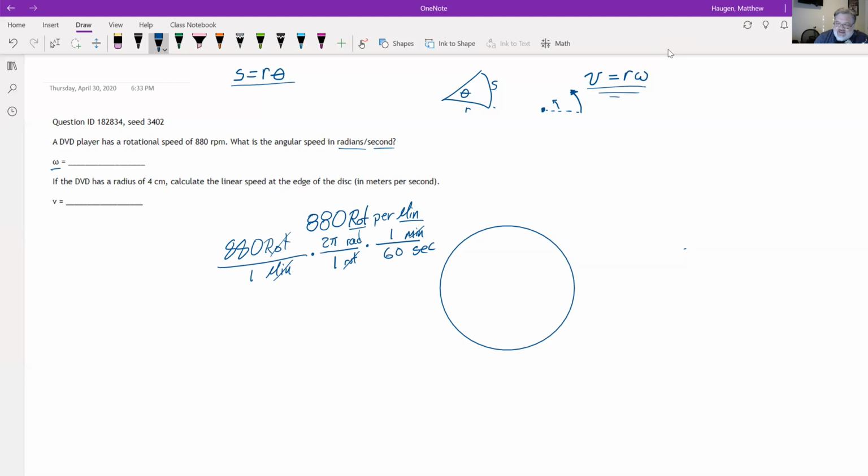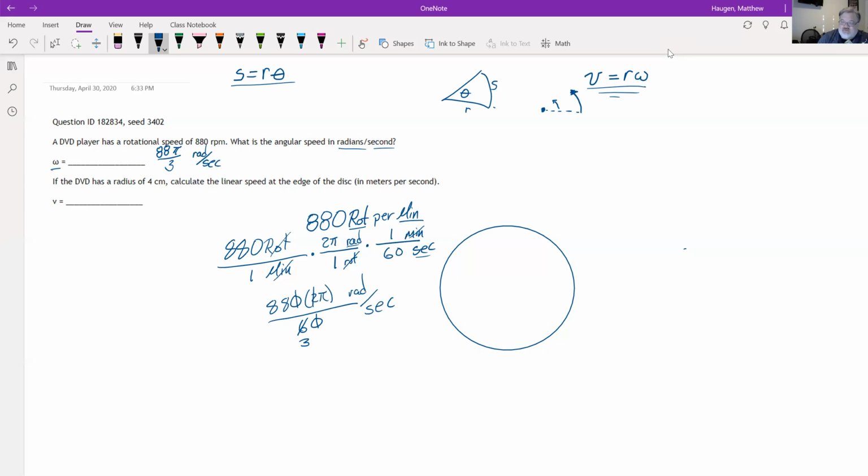So if we multiply all this together, we're going to get an 880 times a 2 pi divided by a 1 times 1 times 60. And it's radians in seconds, so it's radians per second. And it'd be nice to reduce some of that, so I'm going to cancel those out. And we get an omega, a rotational speed of 88 pi thirds radians per second. So that's this omega, 88 pi over 3, and that's our radians per second.